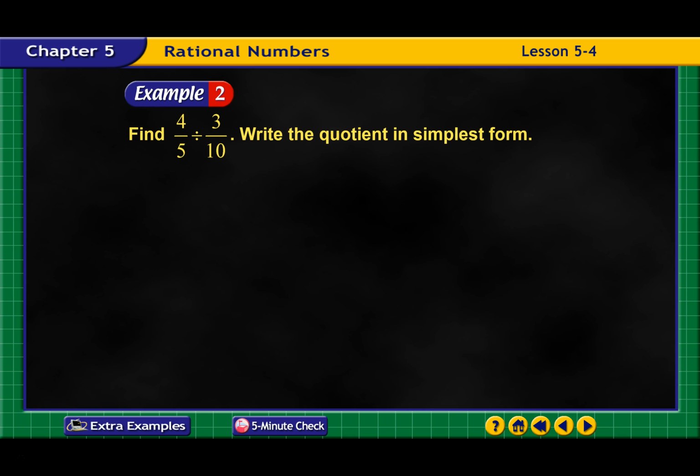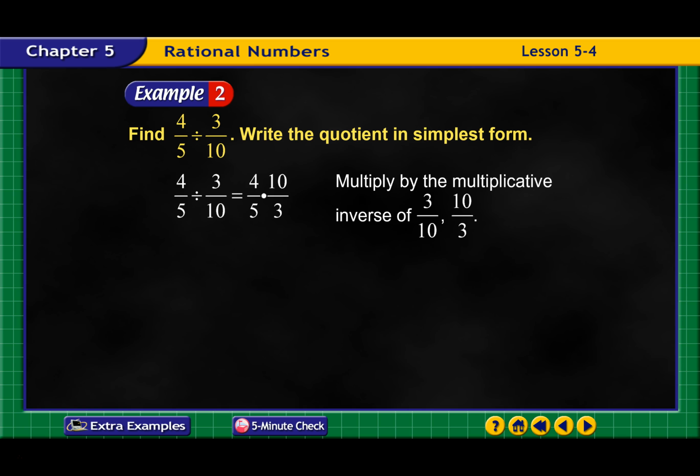All right, write the quotient in simplest form. So we're going to flip it, multiply it, and then reduce it. So first we're going to use the multiplicative inverse. So I flip 3 over 10 and turn the division symbol to multiplication. Then I'm going to multiply 4 times 10, which will be 40, and 5 times 3, which is 15. Oh, whoops, never mind. Let's reduce it first. That would be so much smarter.